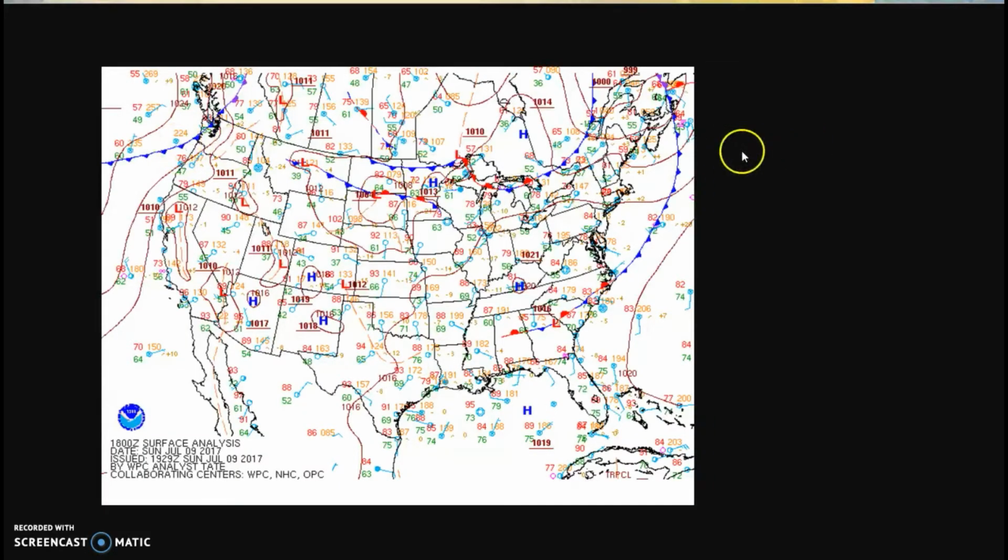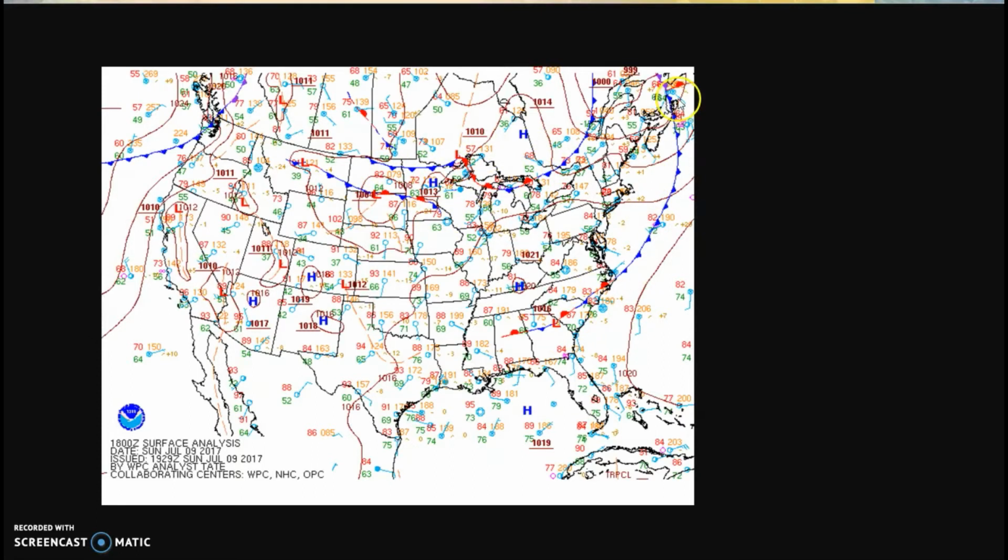There we go. So here's the surface chart. You can see the stationary front that's over Minnesota. That's going to help form those storms with an embedded high pressure and some low pressure surrounding the area.